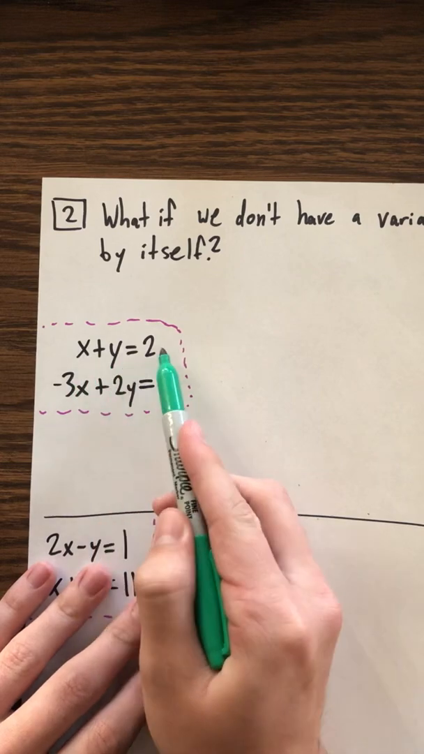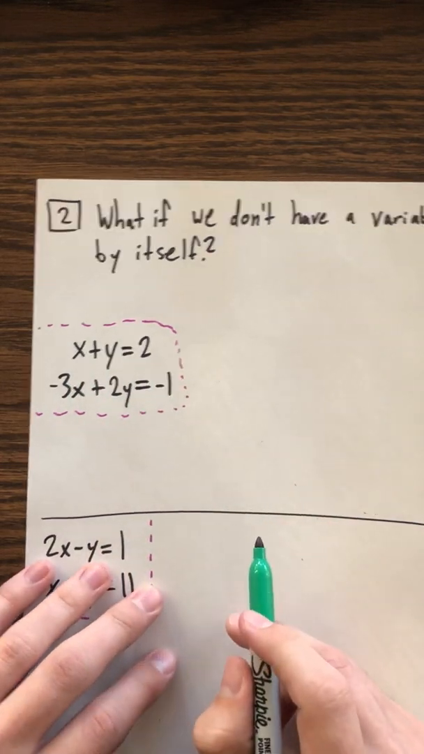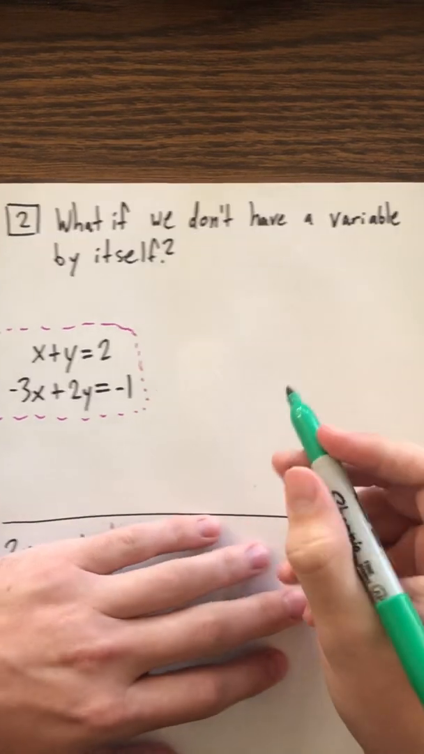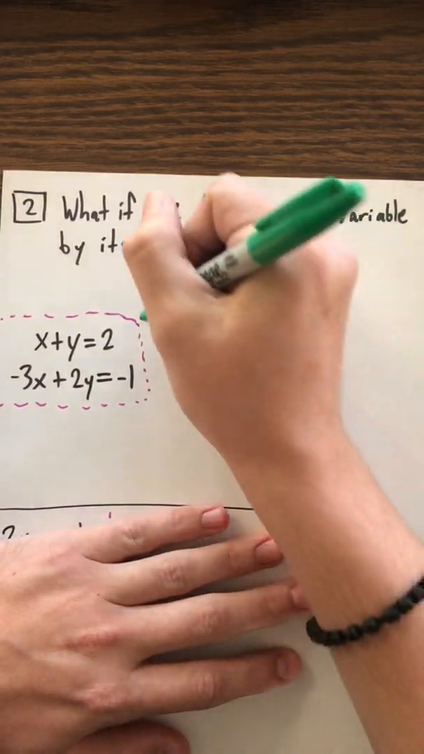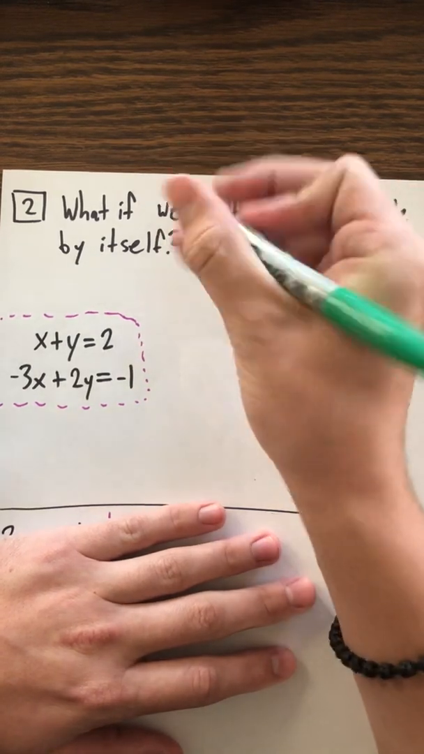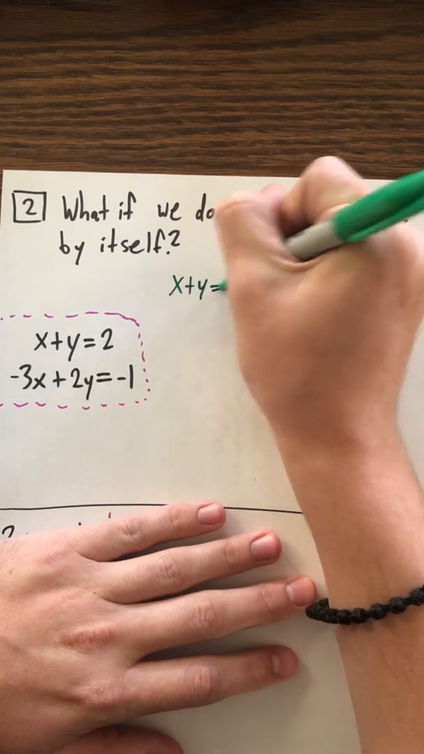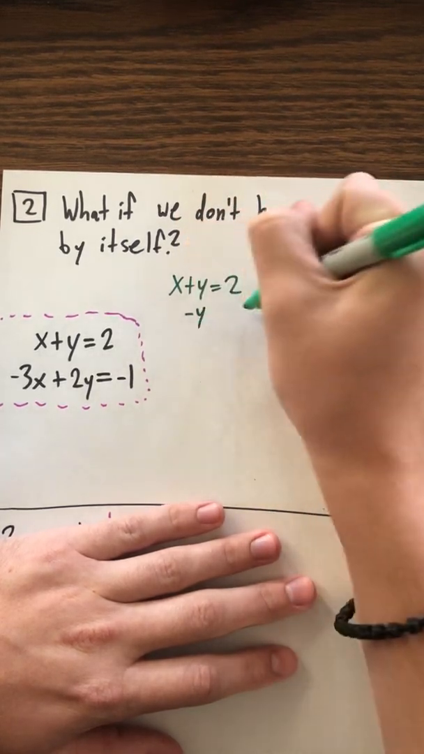So we have x plus y equals 2 and negative 3x plus 2y equals negative 1. Well, what do we do? In this case, we just need to get one variable by itself. You can do this a couple of ways. I'm going to choose to get x by itself this time. So we can do x plus y equals 2, and then we can subtract y from both sides.